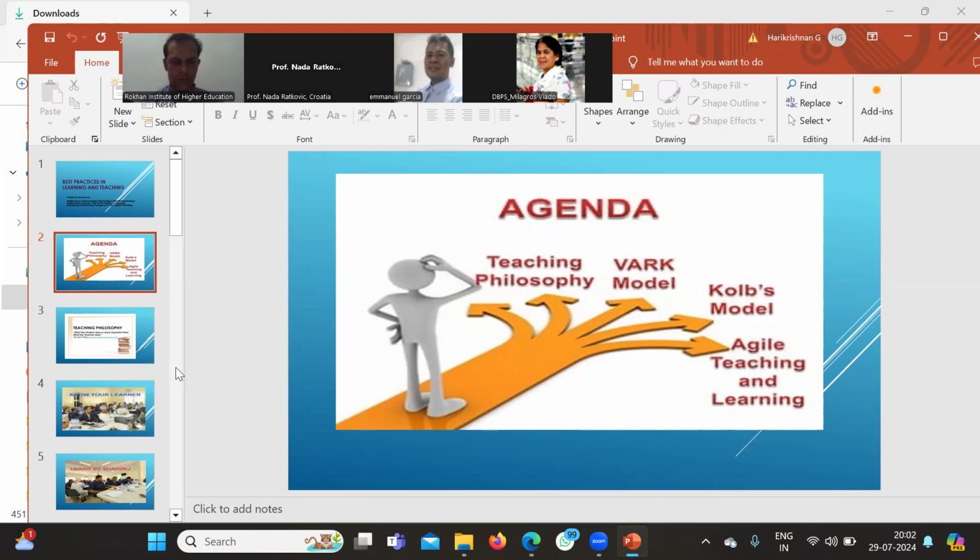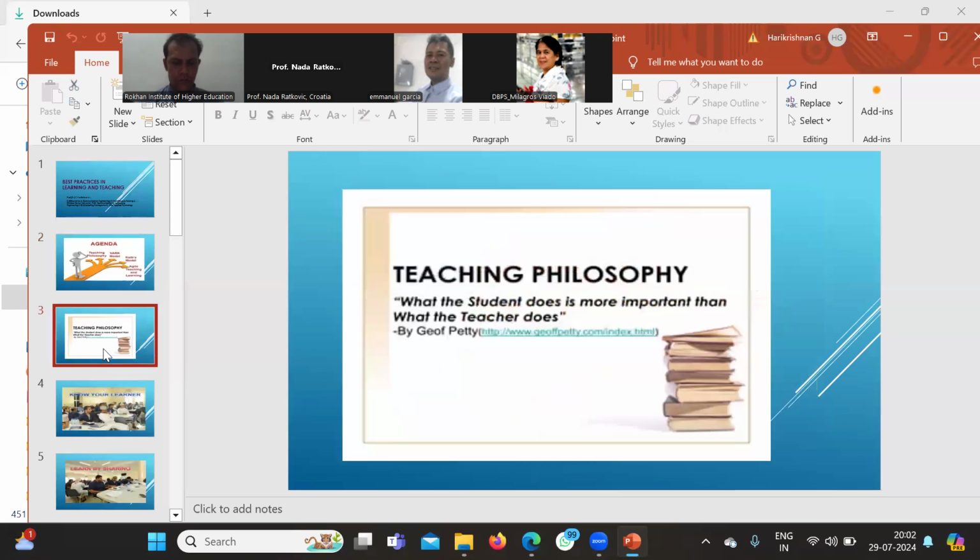agile teaching and learning. So in the VARK model, they are following different styles like visual, auditory, then read, write, and finally the kinesthetic or the feel. And in the Kolb model, that is diverging, then feeling and watching, then converging, then accommodating, and finally in the agile teaching and learning, we are following a feedback method. Okay, so that's what you're going to see.